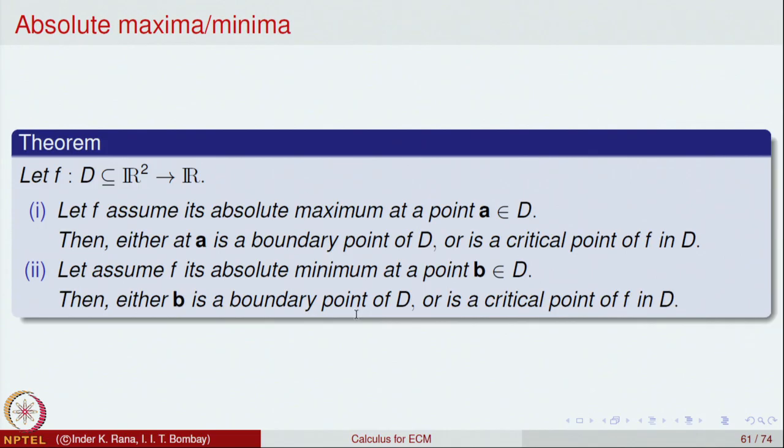Similarly, for absolute minima. So, to find the possible candidates where a function of two variables can have absolute maxima or absolute minima, we look at the boundary points or the critical points. To locate the points of absolute maxima and minima, one looks at the function, finds its critical points and boundary points, and analyzes the values of the function at these points. Perfectly similar to the one variable situation.